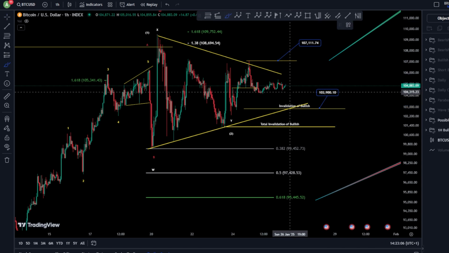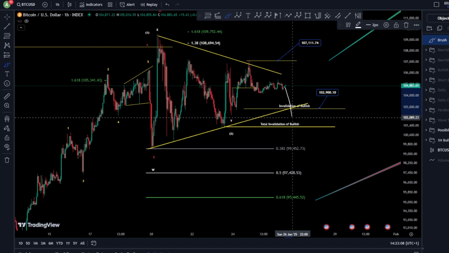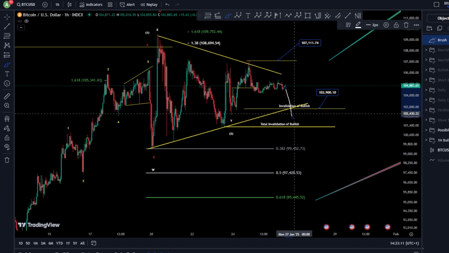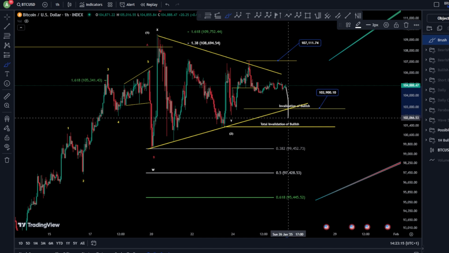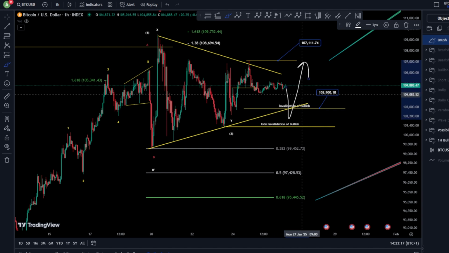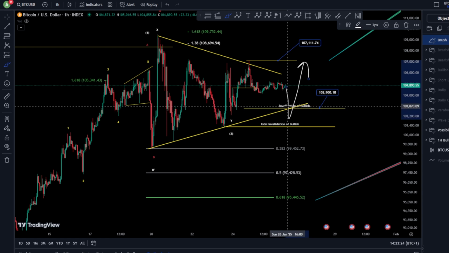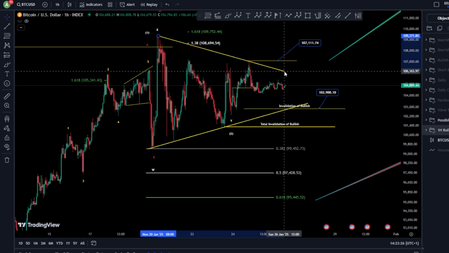If we break it and move down, because normally your wave E is the most intense wave in the triangle and is very tricky, sometimes it breaks it and moves directly towards the upside, explosively and massively. This is always the tricky side of a triangle, wave E.